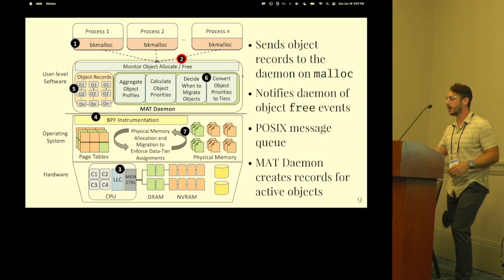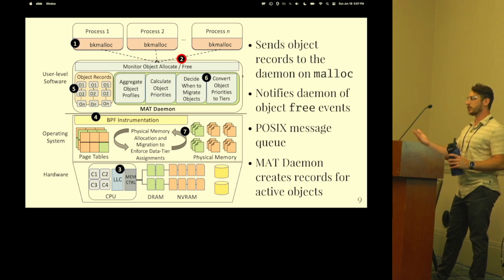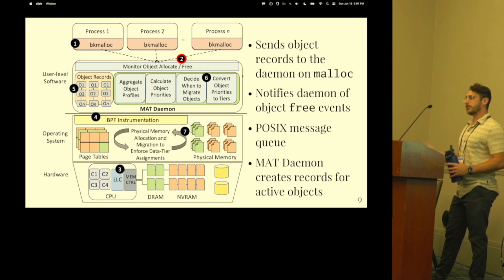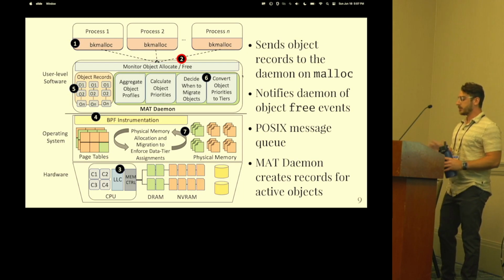So as I mentioned, the allocator then sends these records to the daemon, every time there's a malloc or every time there's a free event, the daemon gets notified, and we do this through a standard POSIX message queue. And on the other side, the daemon creates records for these active objects.